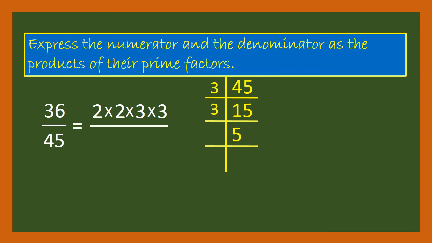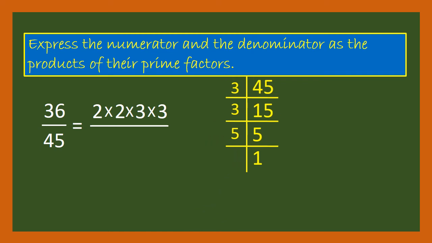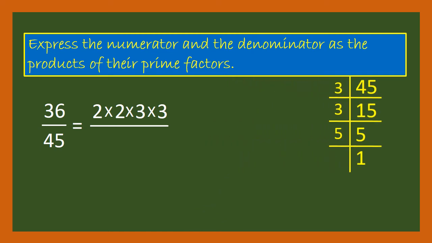Now 5 is a prime number which can only be divided by 1 or by itself. 5 1s are 5. The prime factors of 45 are 3, 3 and 5. Let's write 45 as the product of its prime factors.